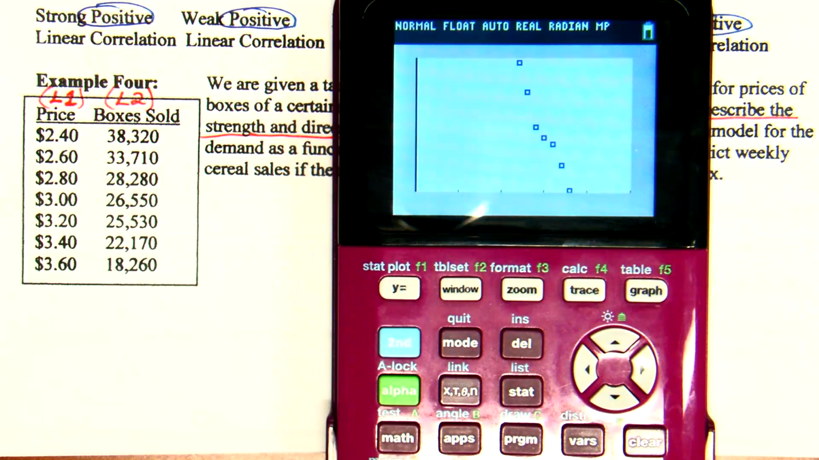Or calculator. You knew that was coming, right? Okay, so I will write down the steps here in a moment, but I'm going to take you through it on the calculator. So first thing, go back to stat.